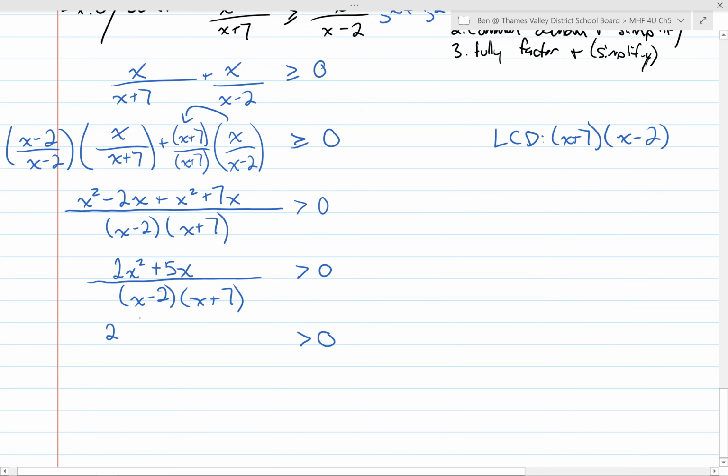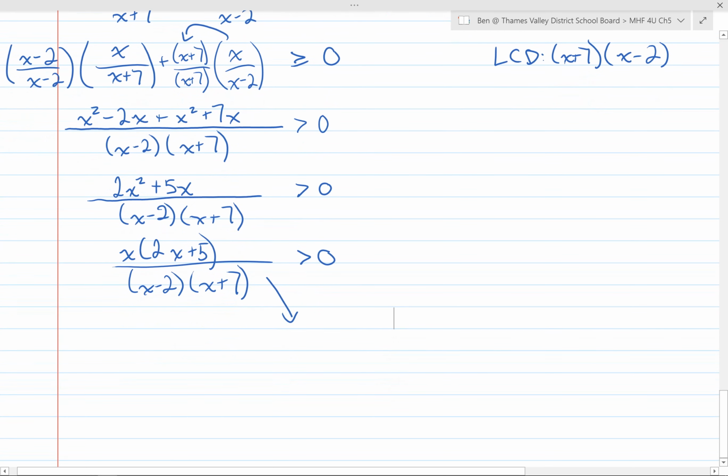So we factor it. We're working with x times 2x plus 5 in my numerator, and in my denominator, x minus 2, x plus 7. Okay, good. I don't have any wholes here. I don't have any common factors. But what I do have, and I want you to break this down, maybe pause the video if you would like, I want you to list off any zeros and any vertical asymptotes.